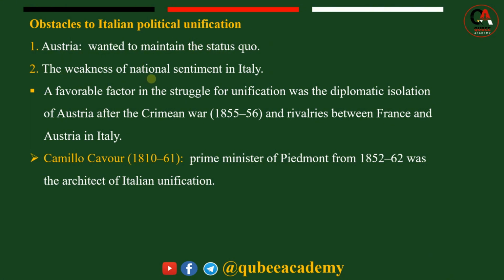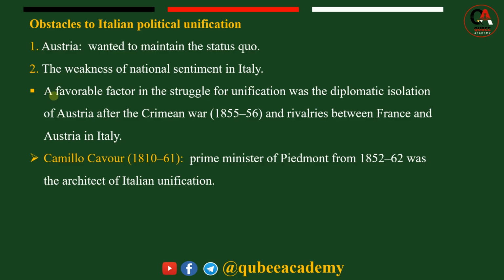The second is the weakness of national sentiment in Italy. Again, France was another challenge to Italian unification. The Papal State, the Pope, was supported by France. In 1870, French soldiers held Rome at the center, so, similar to Austria, the unification of Italy was also challenged by the position of France in the case of Rome. This is the most important one. This is obstacle one.